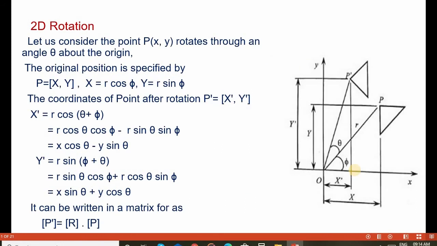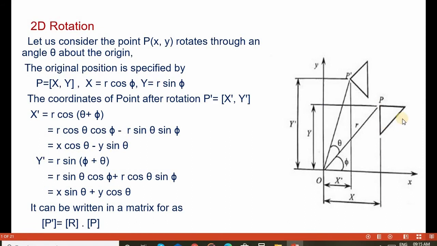How can we rotate the object? What is the basic process? What is the mathematical equation? Let us consider the point P(x, y) rotating through an angle theta about the origin. The original position is specified by P equal to x, y, the initial coordinates of the object. Here x is defined as r cos phi and y is defined as r sin phi. The image shows the x-axis, the y-axis, and the original point coordinates x and y.